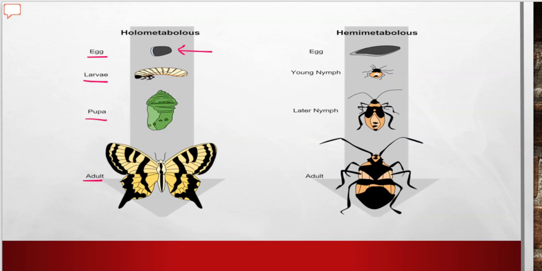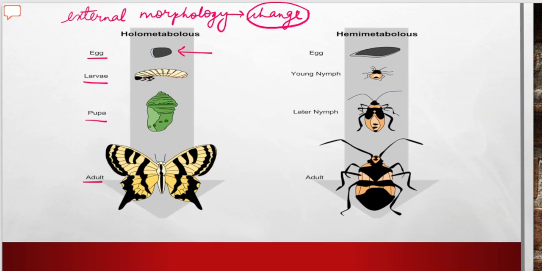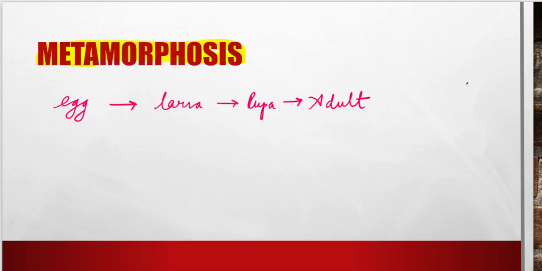If you see this, the external morphology, or you can say the external appearance, is changing. So this is about metamorphosis: an external change. There is a transformation. There is an external change in the morphology, and a transformation is there.